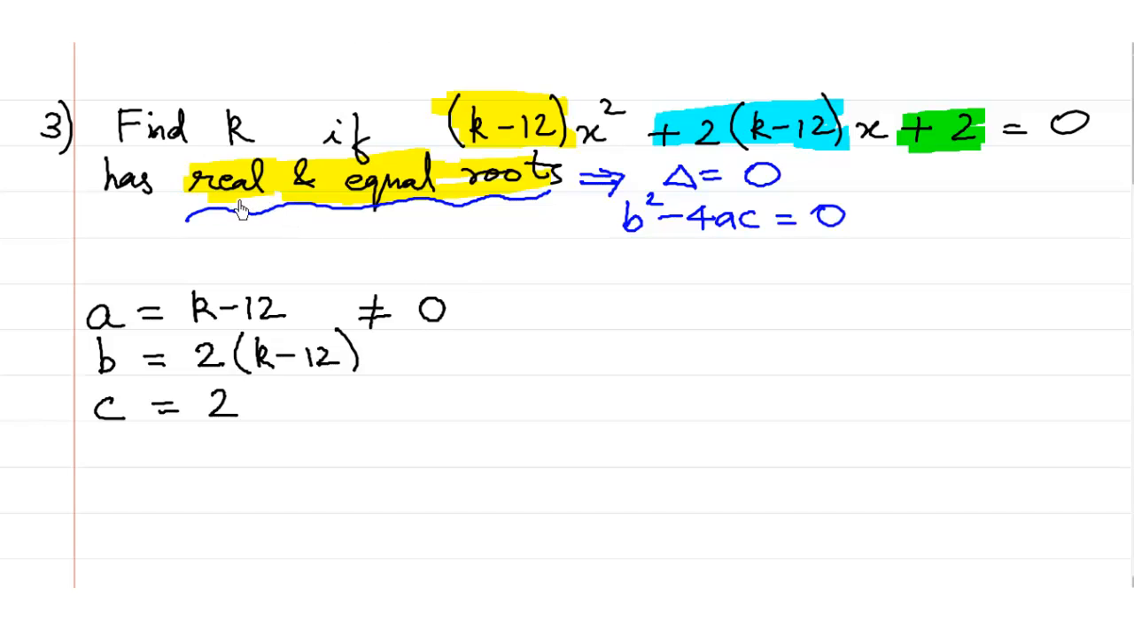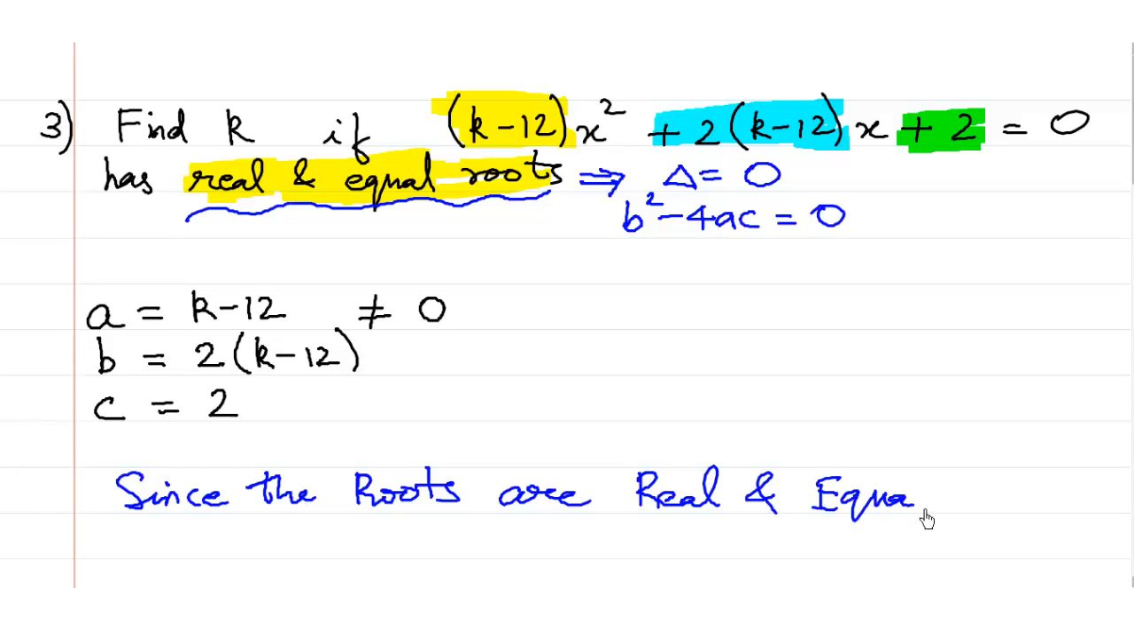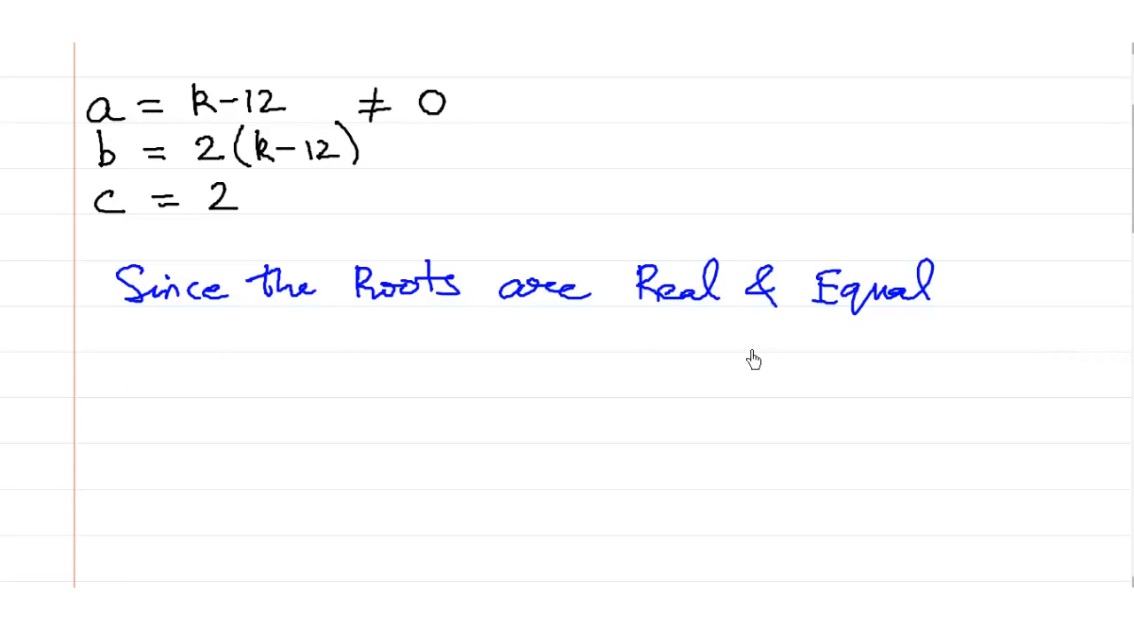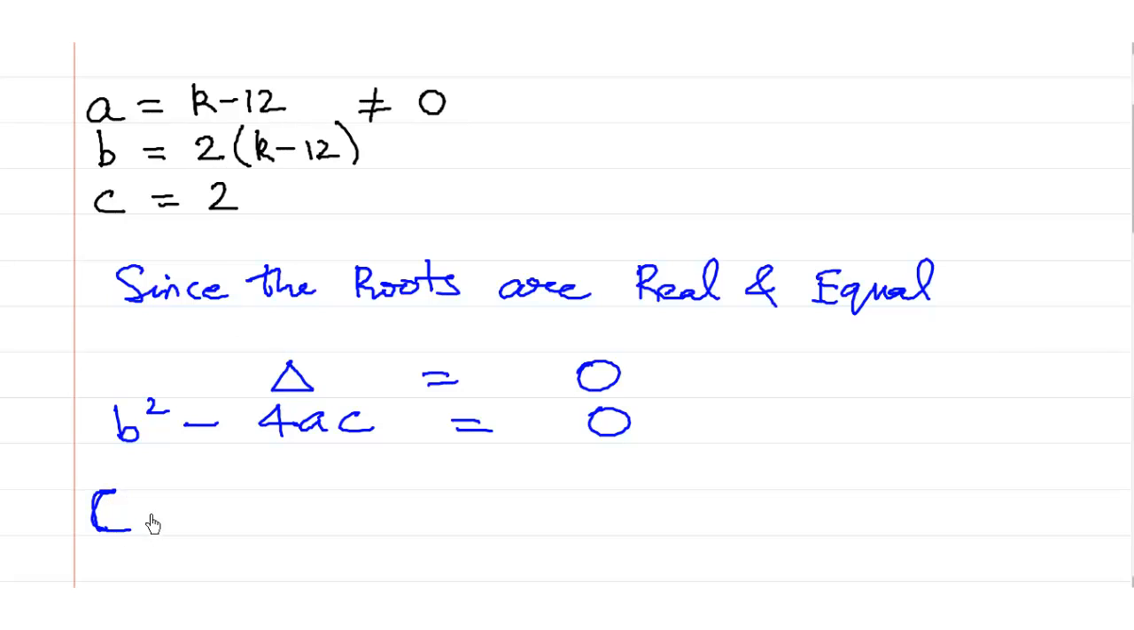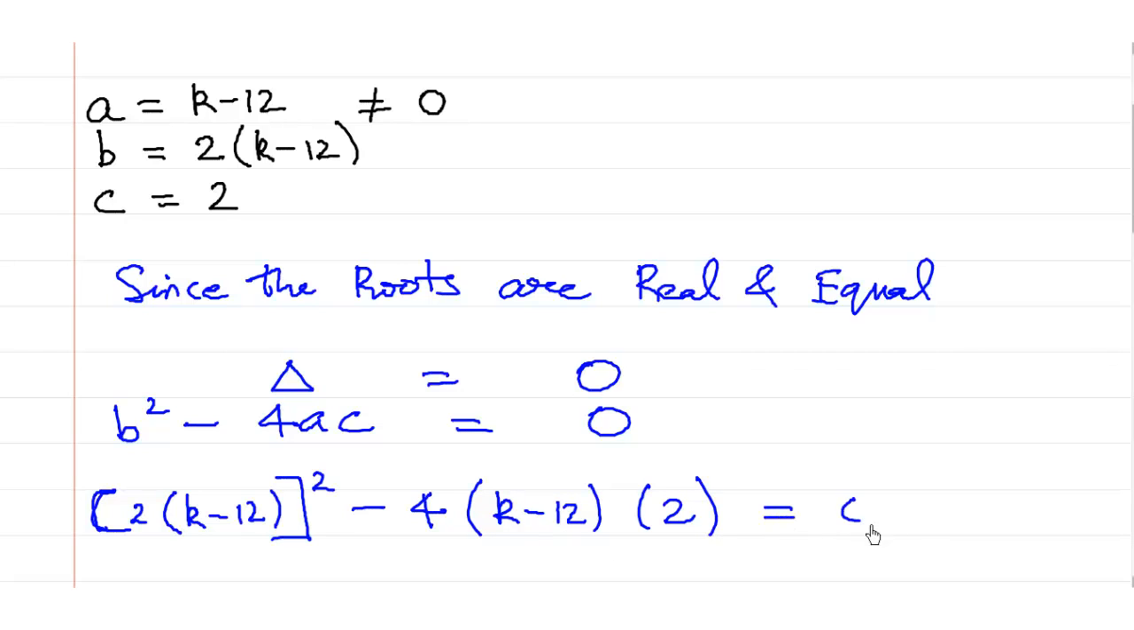Now, we have been told that the roots are real and equal, that is, delta is equal to 0. So we'll start with, since the roots are real and equal, delta is equal to 0. Now what is the value of delta? Delta is b square minus 4ac is equal to 0. Remember, we need to find the value of k. Now let's substitute. We have the value of b over here. So it's [2(k minus 12)] the whole square minus 4. The value of a is k minus 12. The value of c is 2. This is equal to 0.